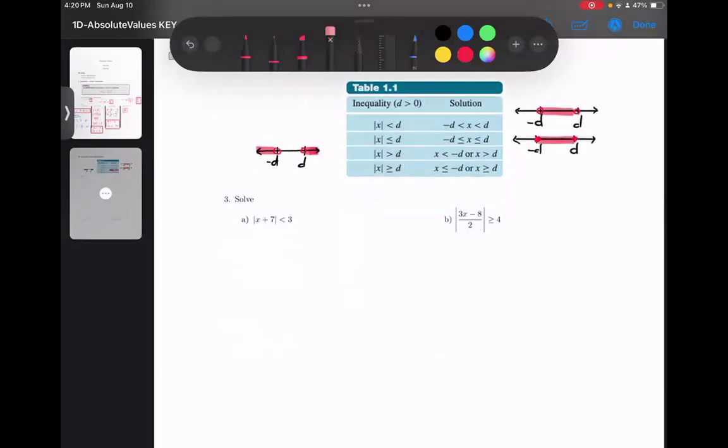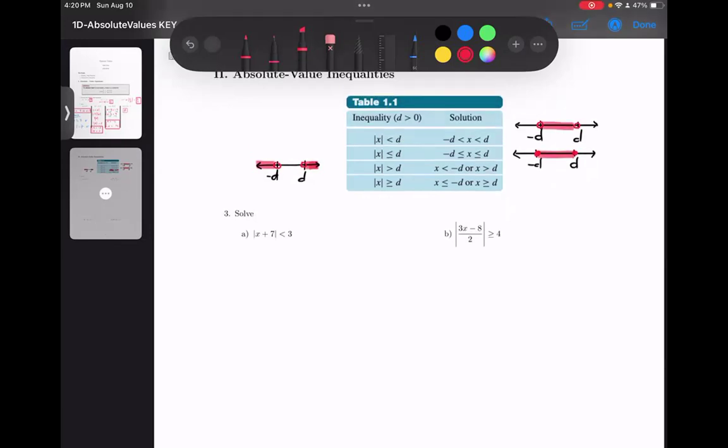All right, let's solve this. Here, 3a, I have absolute value of x plus 7 less than 3. So here is one of these less than things right here. Precisely, it's going to be the first case. It's going to be sandwiched between the two. So I have x plus 7 greater than negative 3 and less than 3.